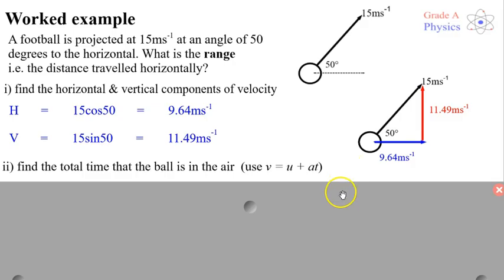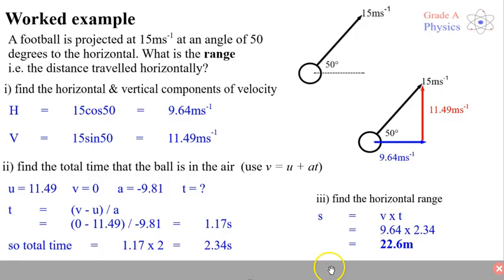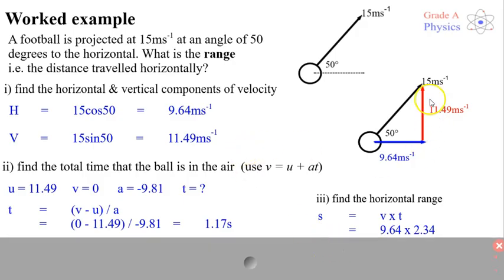Okay, again, there's several ways of doing this. This is my preferred method. So once again, we're going to have to consider just the vertical component. Forget about the 9.64. Just imagine that you've got a ball and you've thrown it vertically upwards with an initial velocity of 11.49. So your u value is 11.49, not 15 meters per second. We're just considering one-dimensional vertical motion.